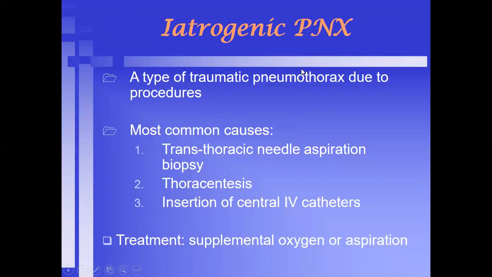Iatrogenic pneumothorax is a type of your traumatic pneumothorax which is due to medical procedures. The most common causes of which are your transthoracic needle aspiration biopsy, your thoracentesis, as well as the insertion of central IV catheters. So for iatrogenic cases, we usually are not so worried about recurrence, since this is due to a procedure. So the management is similar to your primary spontaneous pneumothorax. You can just give the patient your supplemental oxygen or do simple aspiration.